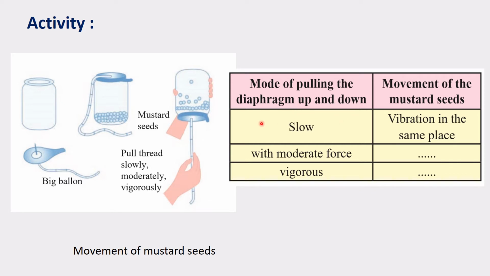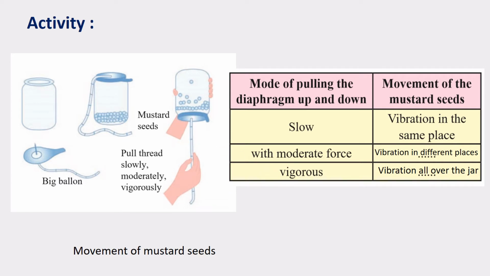When we pull the diaphragm slowly, what is the observation? Vibration in the same place. They vibrate at the same place. Next, when we pull the diaphragm with moderate force, then there is vibration at different places. And next one, vigorous means fast. When we pull the diaphragm fast, what is the observation? Vibration all over the jar.